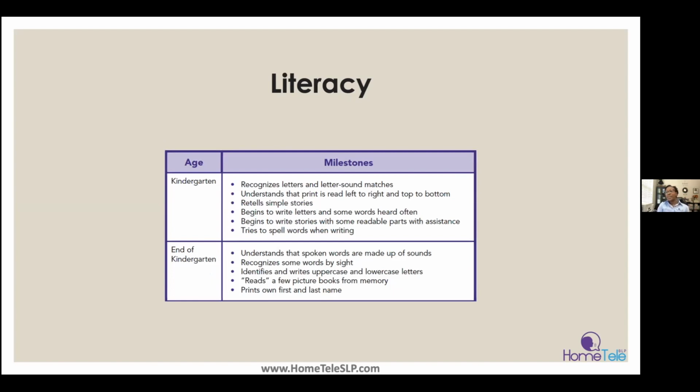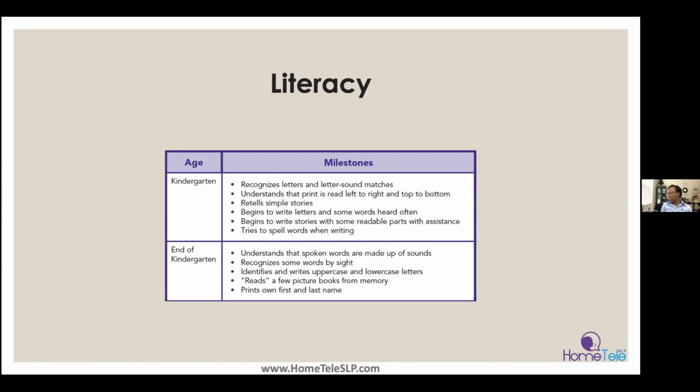So by kindergarten, children are recognizing letters and letter sounds. They can match what we call grapheme-sound correspondence, phoneme-grapheme. So grapheme is the letter, phoneme is the sound, and they can hear the sound A and know that's letter A. They can hear the sound or see the letter B and know that B says ba.